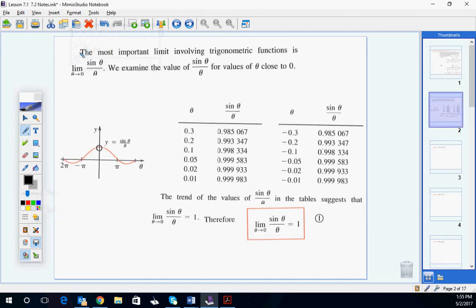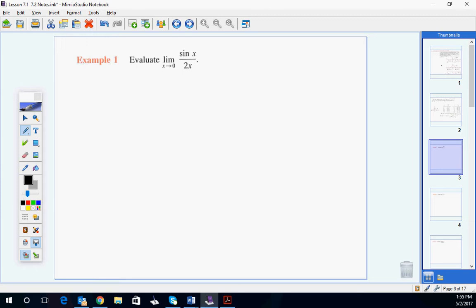Continuing, there's a couple of examples of these. The limit as x goes to 0 for sine x over 2x. So what would that limit be? Well, we can't plug 0 in. But this is what I'm talking about. You have to think about how you can manipulate this. It's really close to sine x over x. Sine x over x is what? 1, right? We just figured that out.